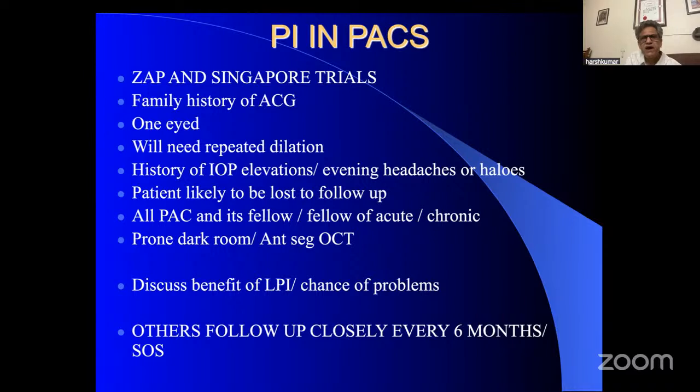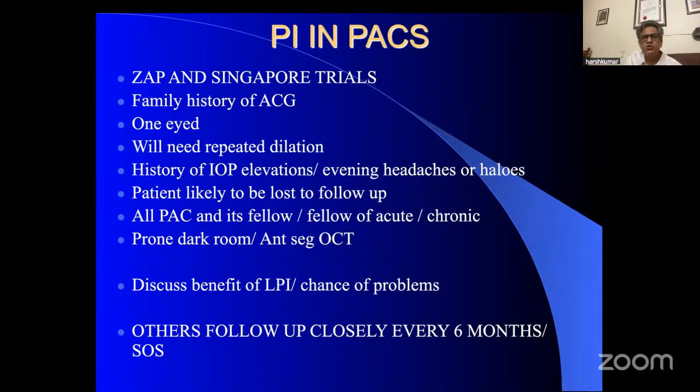So thinking that, one has to understand that if you are going to do a PI in a PACS, first please check: is there a family history of angle closure? Is the patient one-eyed? Will he need repeated dilatations? Is there a history of IOP elevation like evening headaches or halos? Or is the patient likely to be lost to follow-up? So all PAC, and the fellow eye of an acute attack, like we have already said, have to be done.